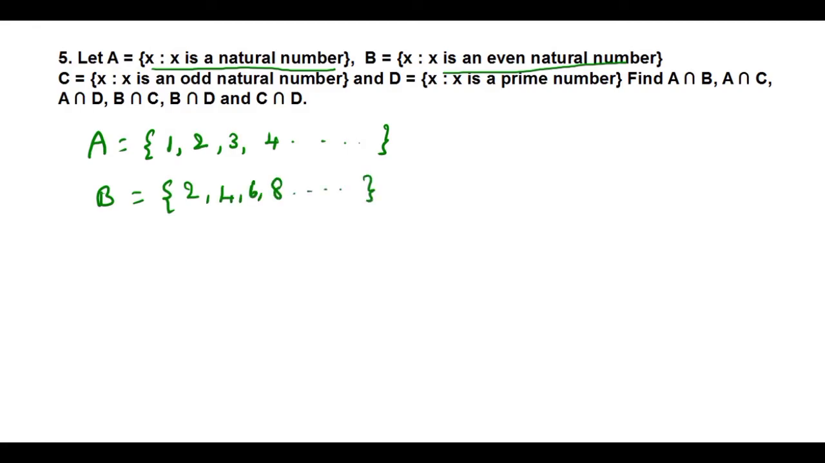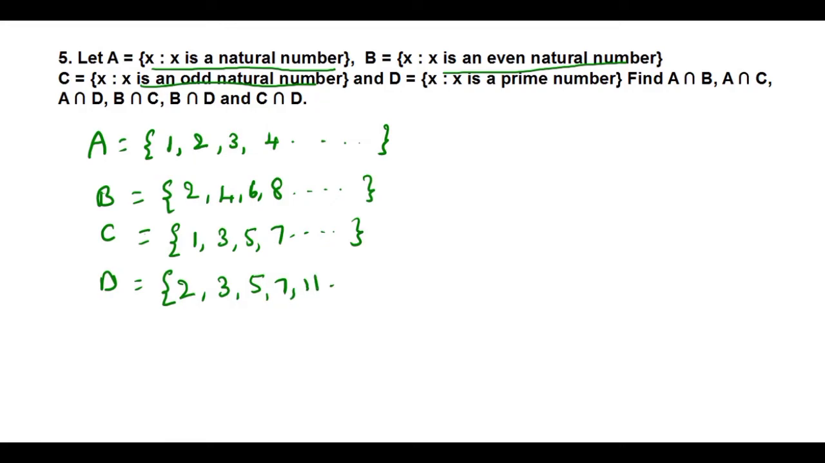C equals odd natural numbers, which means you write 1, 3, 5, 7, and so on. And D equals prime numbers. What are the prime numbers? 2, 3, 5, 7, 11, and so on. These are the prime numbers. Now, what is the question?